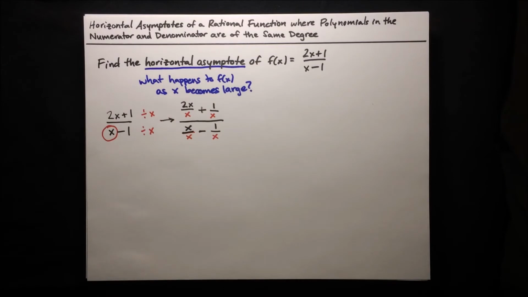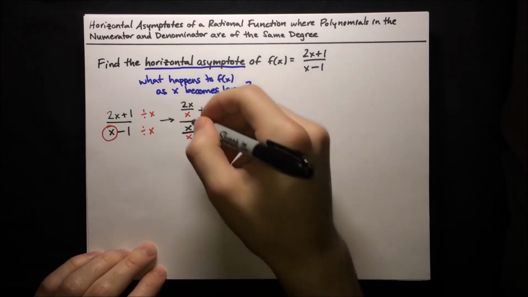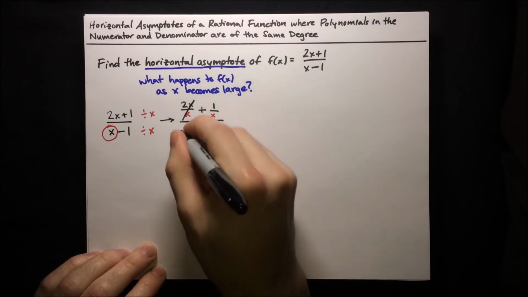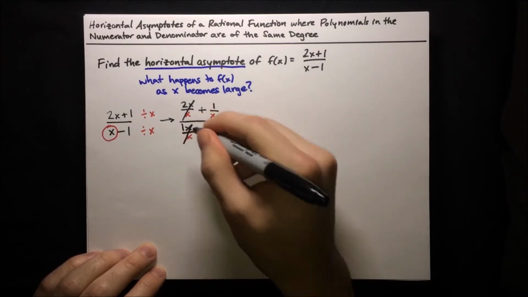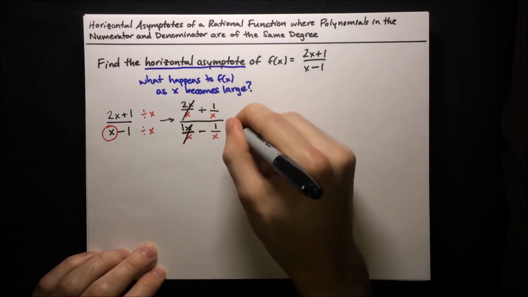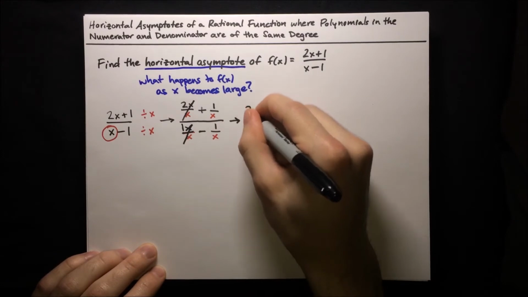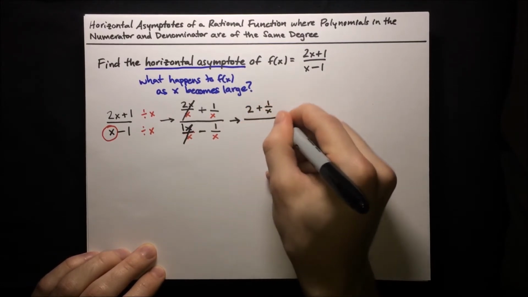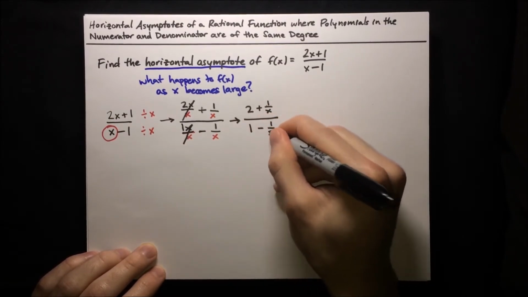So now our next step is to simplify. So we see that we've got a 2x up here and an x on the bottom. The x's here can cancel out, x and x. Likewise, we've got a 1x on top here and an x on the bottom, so the x and x can cancel out. And we'll rewrite our function in simplified form. So we've just got 2 here, 2 plus 1 over x over 1 minus 1 over x.